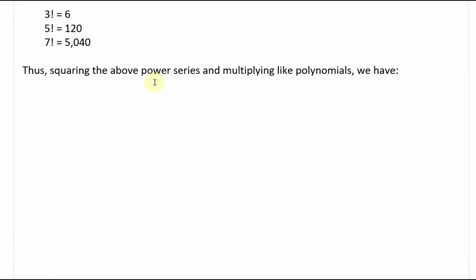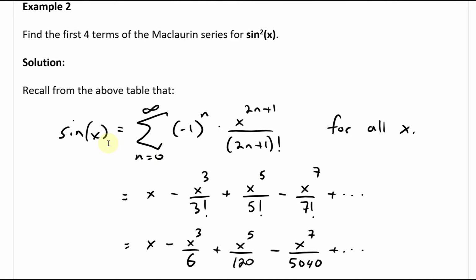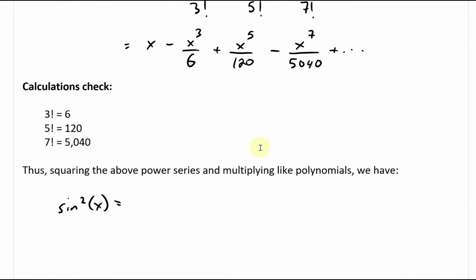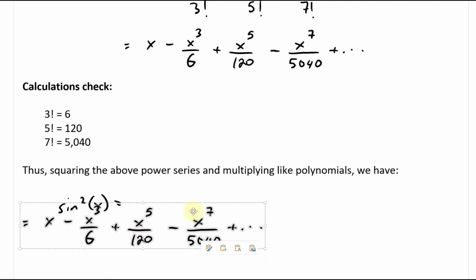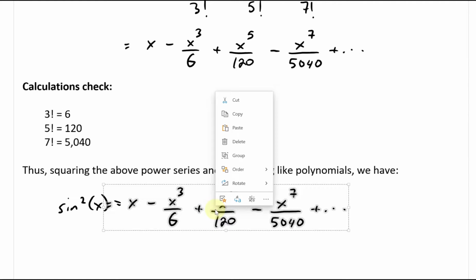Now, squaring the above power series and multiplying like polynomials, what we end up having is sine squared of x, which just equals sine x times sine x. So we're going to multiply this together. Here I'm just going to copy and paste this, paste it right away so it saves some time, put it like that, and let's get rid of this thing here.